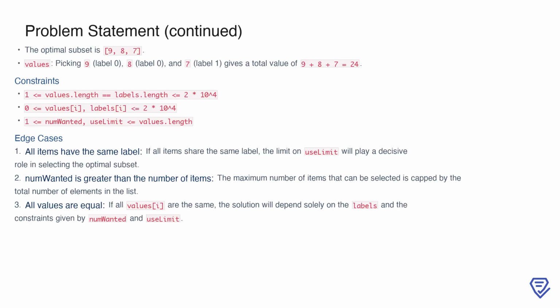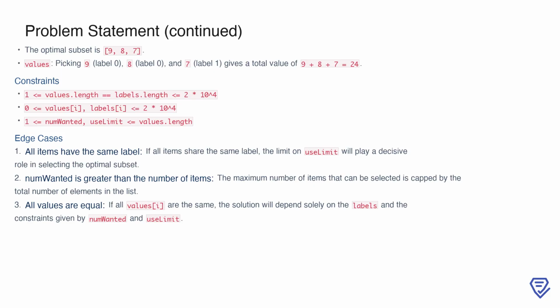To satisfy the useLimit, we can only pick items according to the label counts. Therefore, we select the item with value 9 and label 0, the item with value 8 and label 0, and the item with value 7 and label 1. The sum of their values is 9 plus 8 plus 7, which equals 24. This is the highest possible sum that meets the constraints.